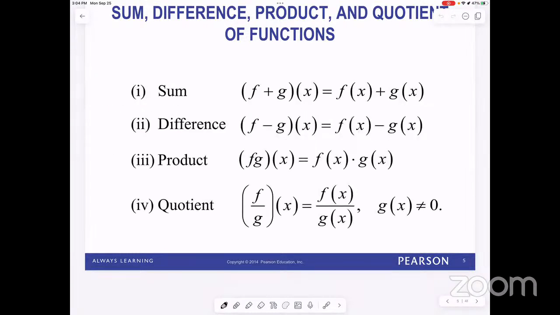So 1, the sum, f plus g of x, is just f of x plus g of x. 2, the difference, f minus g of x, is going to be f of x minus g of x. 3, the product is f times g of x, which is just f of x times g of x. And 4, the quotient, f divided by g of x, is f of x divided by g of x, provided g of x is not 0.